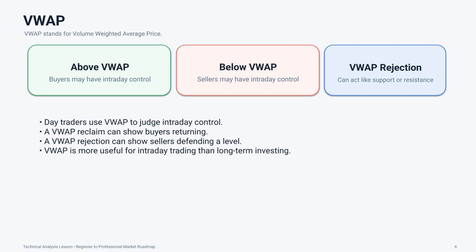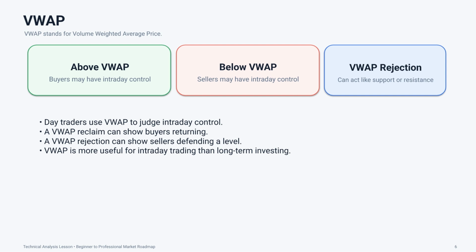If price moves up to VWAP and gets rejected, that can show sellers are defending that area. That is called a VWAP rejection. Day traders use VWAP to judge intraday control, but we must remember one important thing. VWAP is more useful for intraday trading than long-term investing.